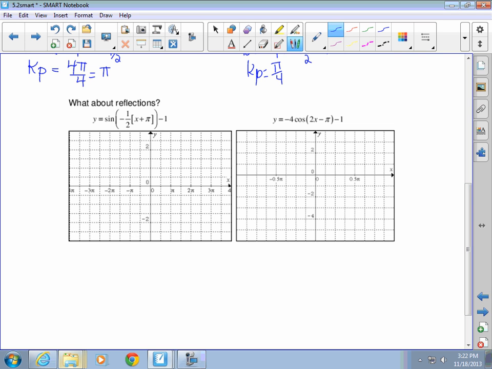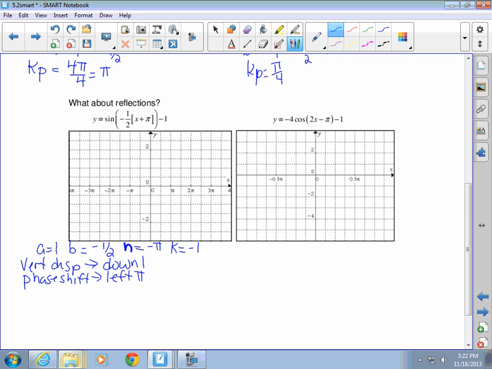So my a out here is just equal to 1. My b is a negative 1/2. My h was positive pi, so that means it's going to be negative pi, and my k value was a negative 1. So what does that mean? It means I have a vertical displacement. I'm going down 1. It means I have a phase shift left pi. My amplitude is just 1, so that's going to be normal.